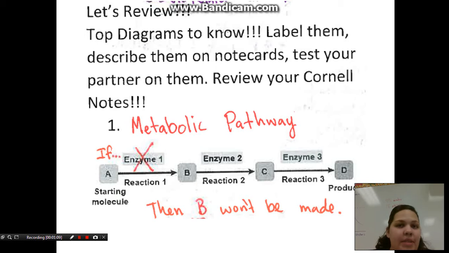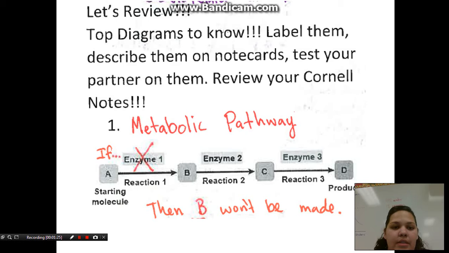We're going to review the top diagrams for you to know, but that doesn't mean that's everything you need to know. I would advise that you label them, put them on note cards, test your partner. This is not mandatory, but this has helped students in the past. And just make sure that you're reviewing your Cornell notes.